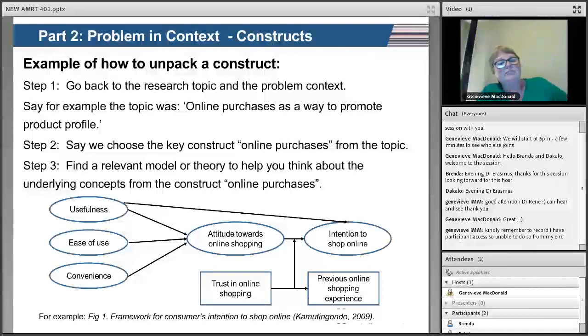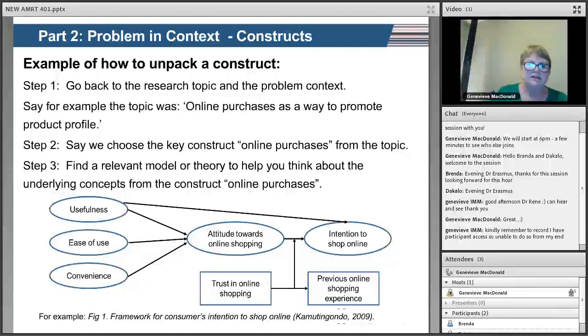So how to unpack a construct? Go back to the research topic and the problem context. Say we choose the key construct, online purchases. Find a model. Really find a model. A model is a wonderful thing because it gives you a picture of the variables and the components and how they relate to each other.